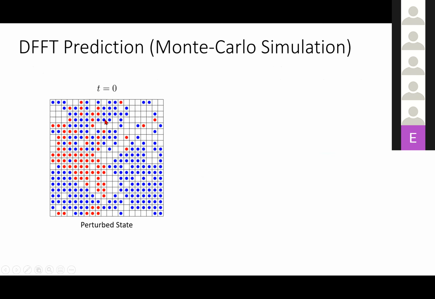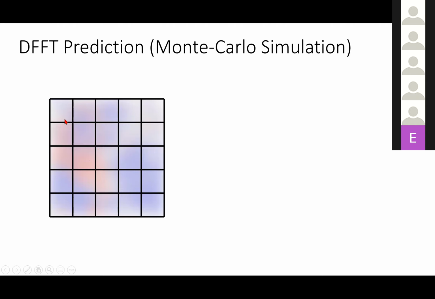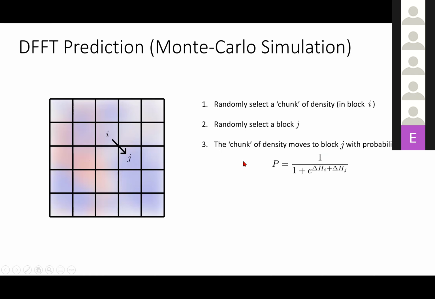So in the prediction, we take our perturbed state. Instead of focusing on the individuals like the Schelling simulation does, we here only focus on the number, the density of people in each block. And to make prediction, we run a Monte Carlo simulation where at each step, we first randomly select a chunk of density, which happens to be in block I, and then randomly select block J. And the chunk of density will move from block I to block J with a certain probability that depends on the changing energy of the system.